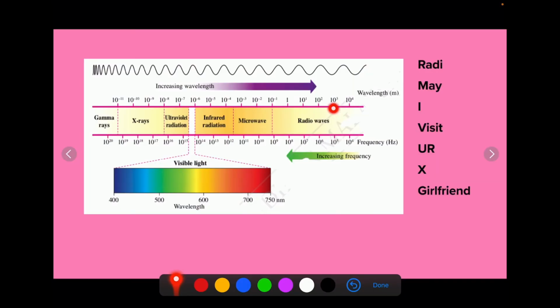So radio waves have the longest wavelength and gamma rays have the shortest wavelength. Higher wavelength means the waves have a lower frequency, and vice versa.